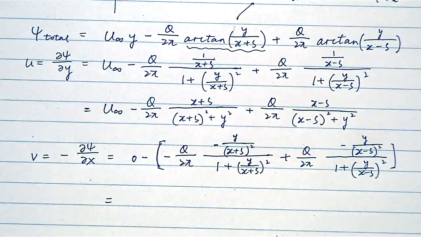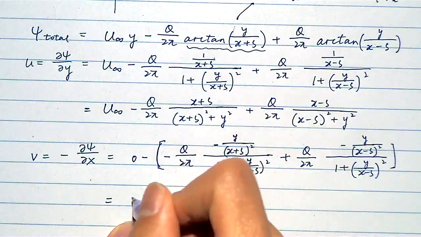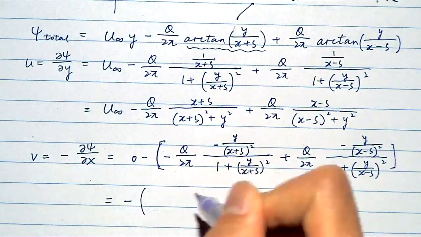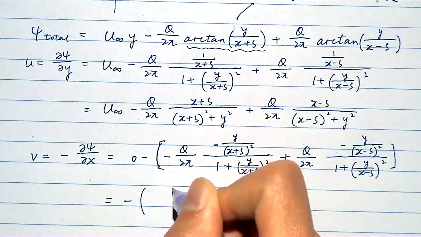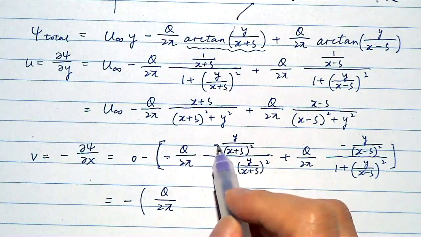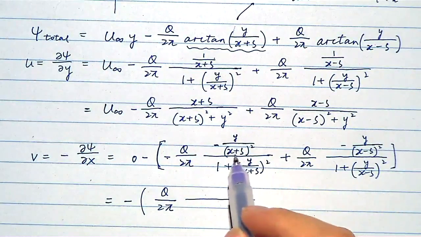And this can be simplified to... I'll leave this negative sign out. And for the first term, it goes to q divided by 2 pi. And this negative sign, this one cancels out. And again, I'm multiplying (x plus s) squared.